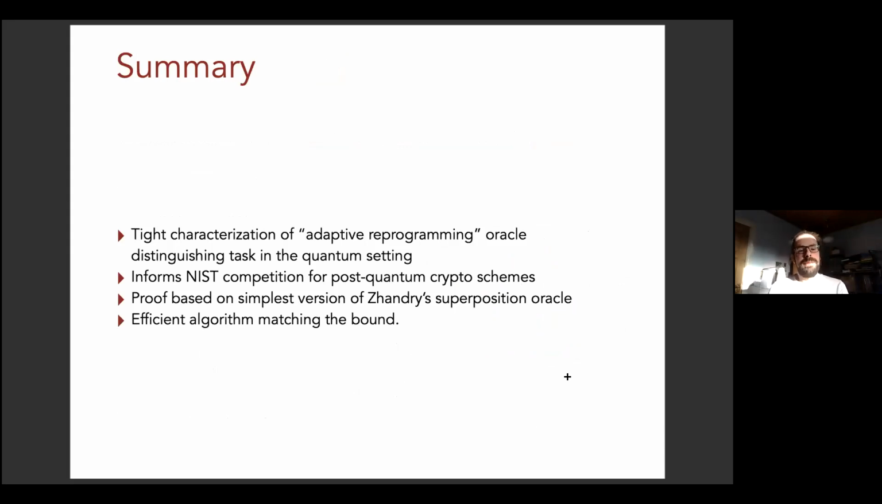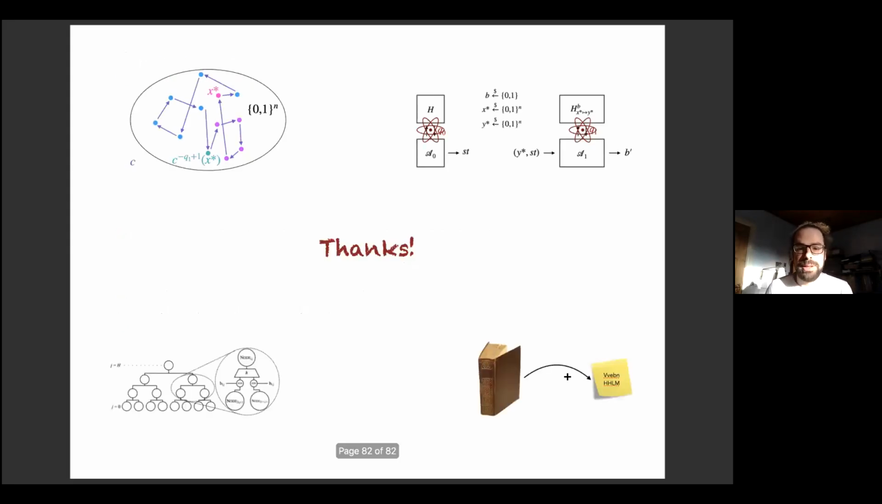Okay, this brings me to the end of my talk. I have shown you a tight characterization of the so-called adaptive reprogramming setting in the quantum setting. And this informs the NIST competition for post-quantum crypto schemes in that it provides tighter proofs for certain schemes that had non-tight proofs before. The proof is based on the simplest version of Zhandry's superposition oracle, and I also showed you how you can achieve the bound using an efficient algorithm. Thanks a lot.